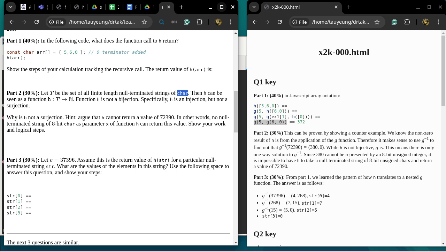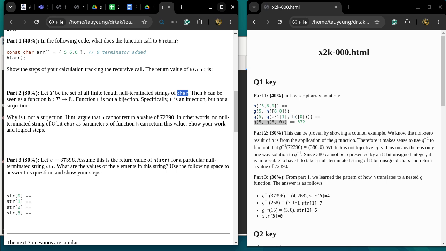So function H is not a bijection. That means it is missing at least one of the two requirements to be a bijection. So it's either missing injection or it is missing surjection. You don't even have to figure that part out because I'm telling you, H is an injection, but not a surjection. That means no two strings will map to the same natural number, but not every natural number corresponds to a null terminated string. That's basically what not being a surjection means, because not all the natural numbers are used up. So why is H not a surjection? I want you to explain to me why it is not. But there's a hint.